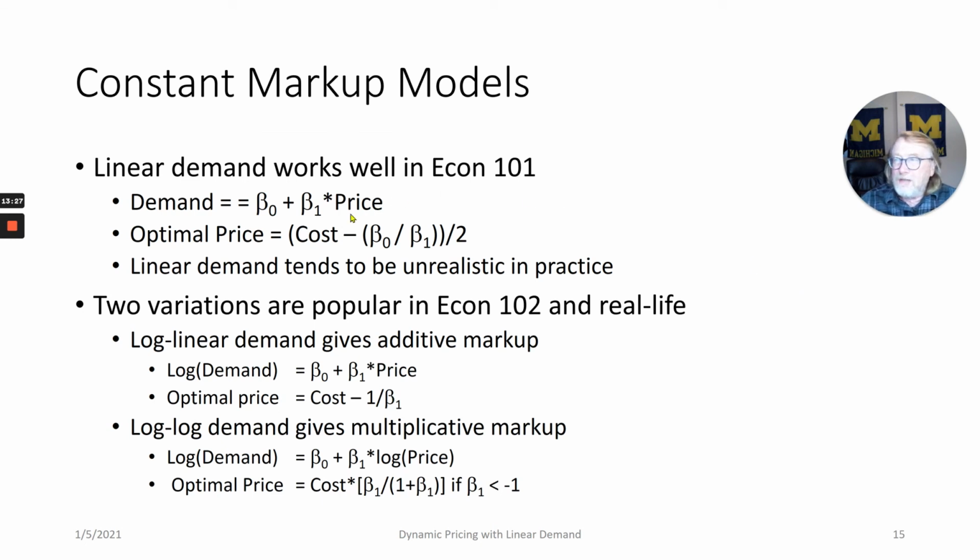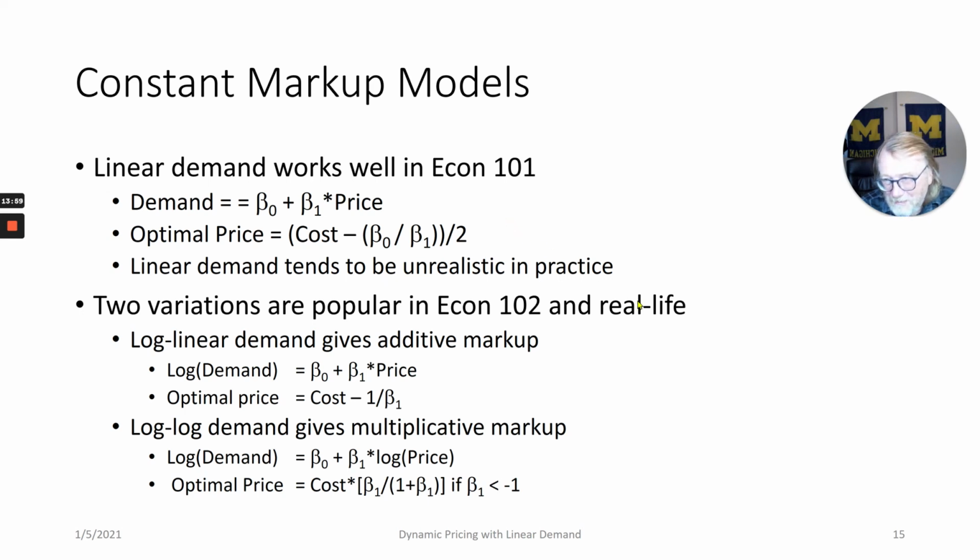So just as a summary, for linear demand, this is what you look at in Econ 101, because your professors can draw it very easily and everybody in the class knows it. And you can get an optimal pricing function out where the optimal price is just halfway between the variable cost and where the demand function hits the x-axis. And often it's very unrealistic in practice, right? For some of those estimation issues.